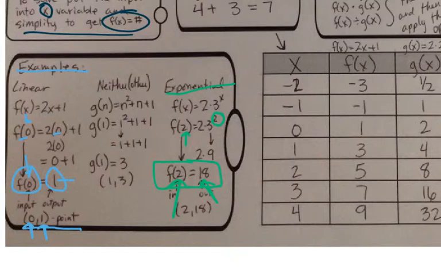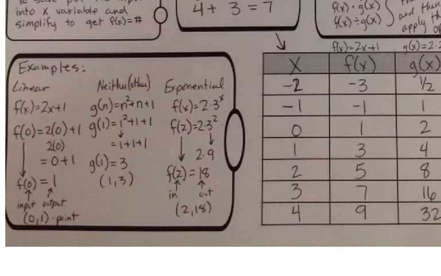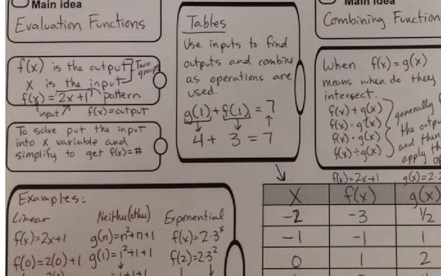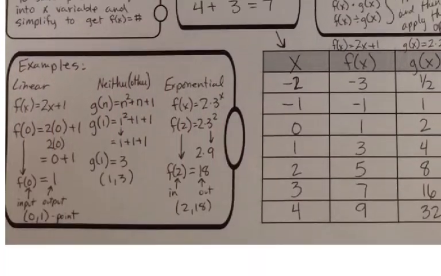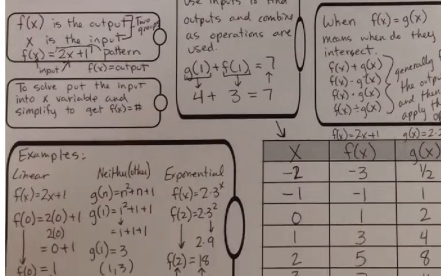Now, here's another type of example, a neither pattern. Notice I have two n's here. When I input the 1, I input 1 into every single n. So I get 1 plus 1 plus 1, so 3. So g of 1 equals 3. If I graph this, the point (1, 3), I have my graph there. So there we go. That's simply the evaluating part.